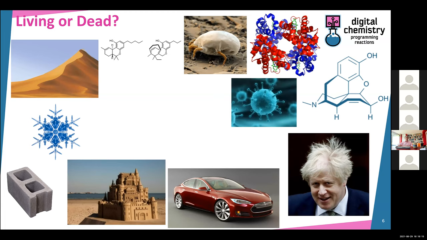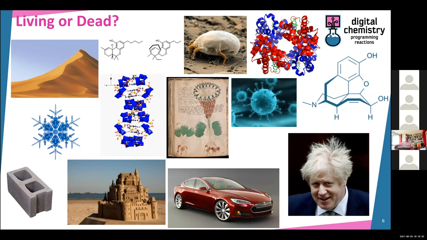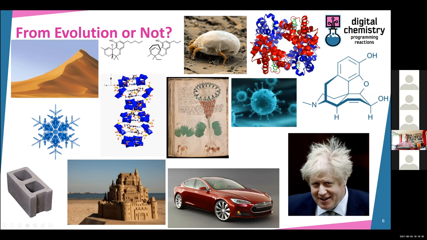When you think about this question of living or dead, you would probably say that the dust mite was living, the Prime Minister was living, but everything else looks to be dead. But if I ask whether it came from evolution or not, you would probably say the Prime Minister is evolved, the protein's evolved, the dust mite is evolved, the virus particle comes from evolution, the car was made by a human being, the human being was evolved, the sandcastle was made by a human being, the human being was evolved, and the snowflake was not evolved. This brick came from a human being that was evolved, but too simple.